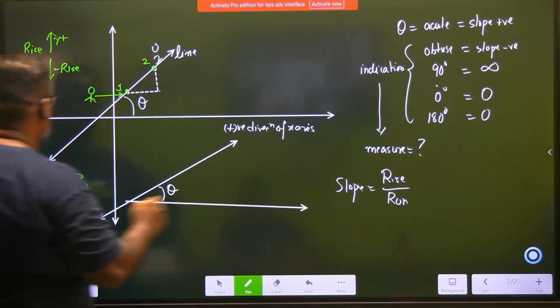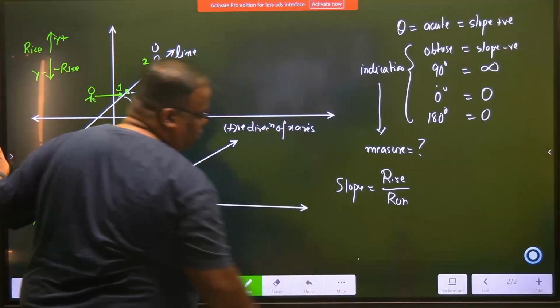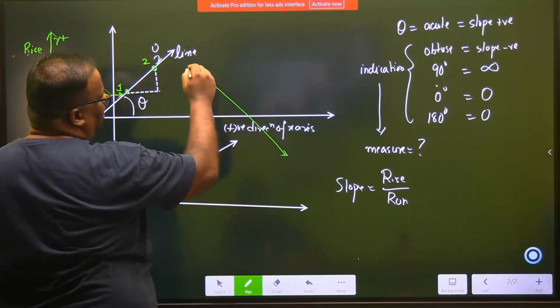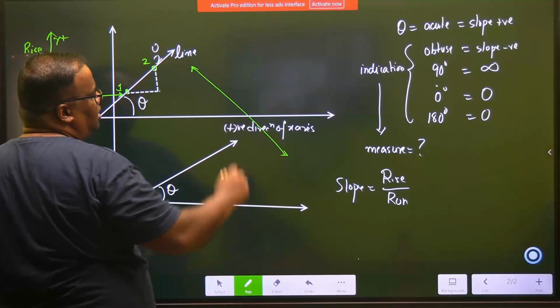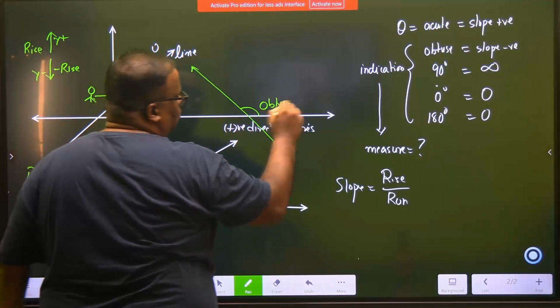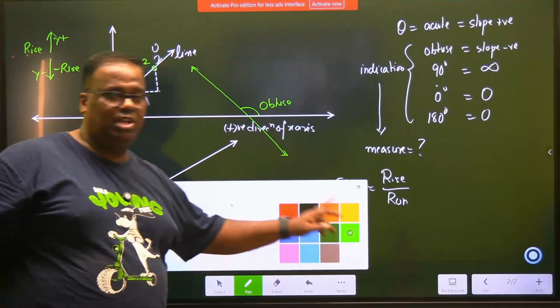Let's see one hypothetical, one more line, okay? Sorry. Yeah, the run is negative. Let's see one more hypothetical scenario. Before that, after that, we'll calculate. Let's say my line is in this manner. Agreed? Now, what is my angle? Obtuse. So this line should have a negative slope. Pehle samjho, this line should have a negative slope.